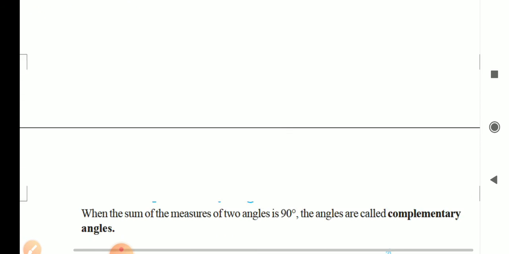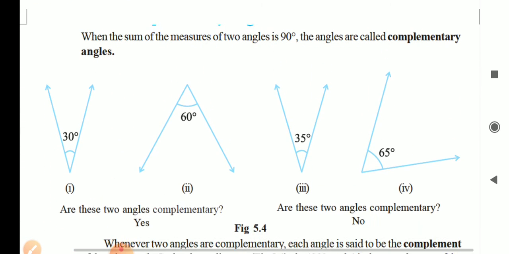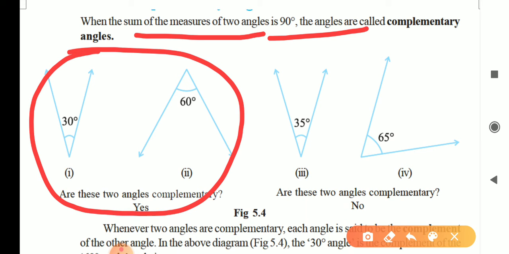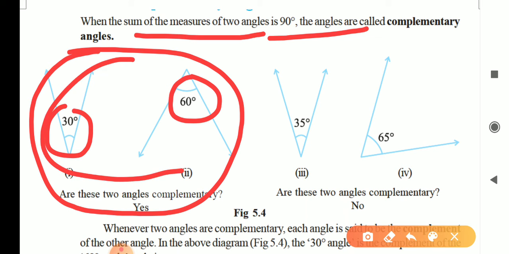Complementary angle. Now the next point is complementary angle. When the sum of the measures of two angles is 90 degrees, then the angles are called complementary angles. In the first figure, there are two angles. One is of measure 60 degrees and the second is of measure 30 degrees. The sum of 60 and 30 is equal to 90 degrees. So, these two angles are called complementary angles.